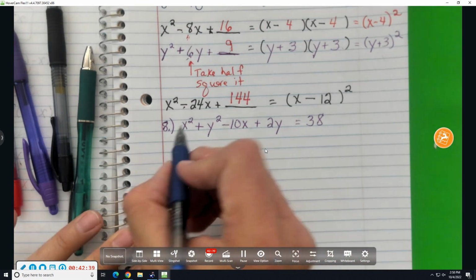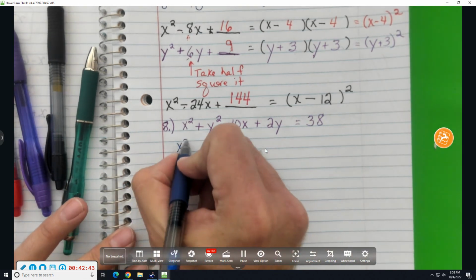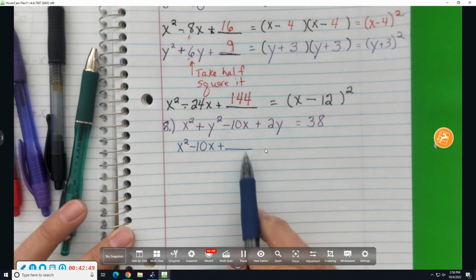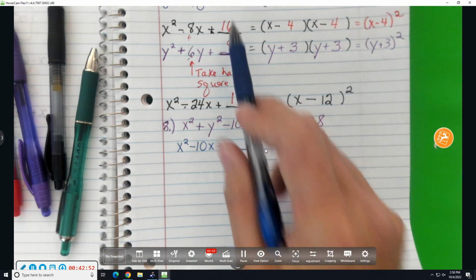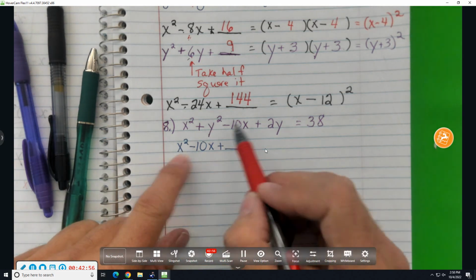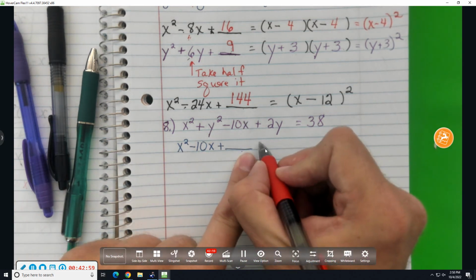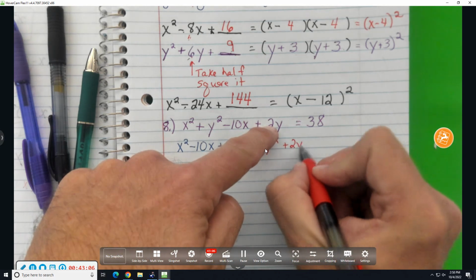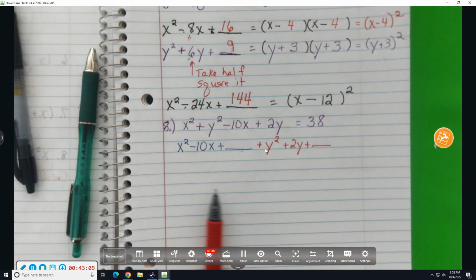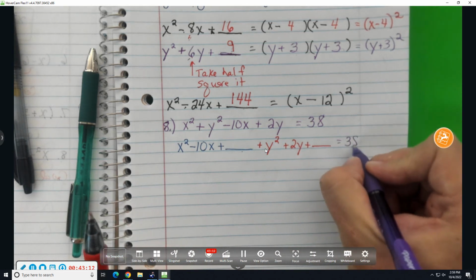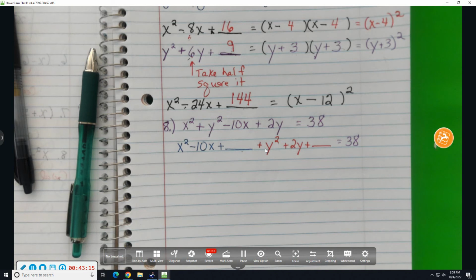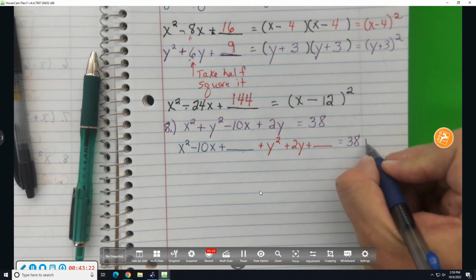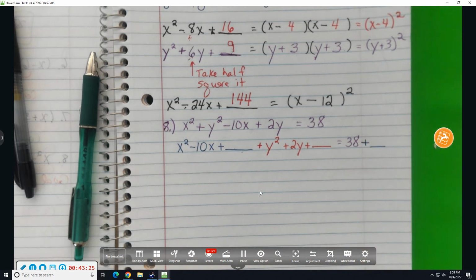But to get going, you start off, write the equation, grouping the x's together, and then put a plus blank. That line is the same as these lines right here. So I put x squared minus 10x plus blank. Then I'm doing the y squared. y squared plus 2y plus blank equals 38. And something my brother said a moment ago, if I'm adding a blue number on one side of the equation, I better add it to the other. So I'm going to put a plus blue blank. The same thing with the plus red blank.